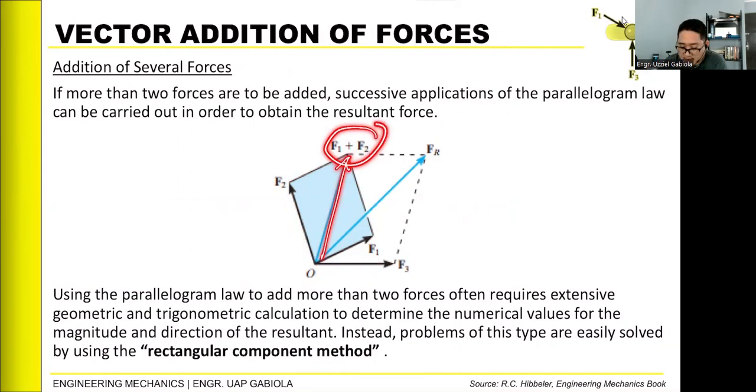And then, once you identify it, you again get the lines parallel to these two and find the intersection, and that will be the final resultant of our forces. So you can imagine that if there were 5 forces, you would repeat the same process 4 times to get our final answer. And using the parallelogram law requires extensive geometric and trigonometric calculation because you need the angles. And it becomes very tedious when we have many forces.